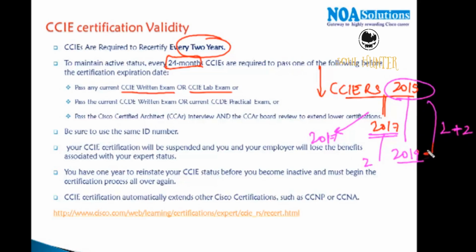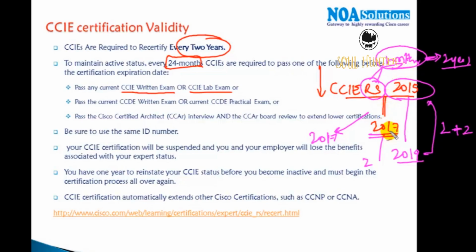Or if you're not planning for any other CCIE track and want to extend the validity, you can write the CCIE Routing and Switching written exam again, and that written exam again extends your validity for the next 2 years. So either you can pass the existing written exam which you already cleared, or another CCIE. Both are going to extend your CCIE status.